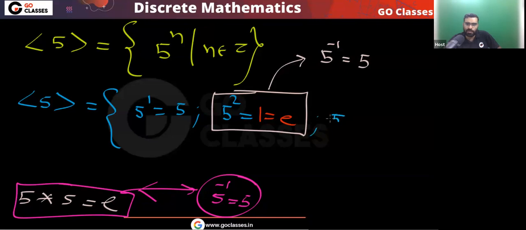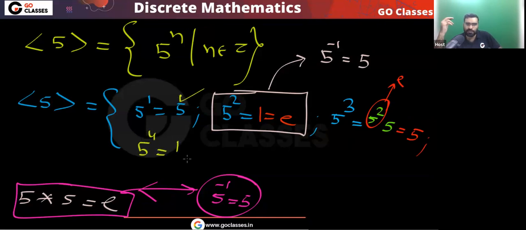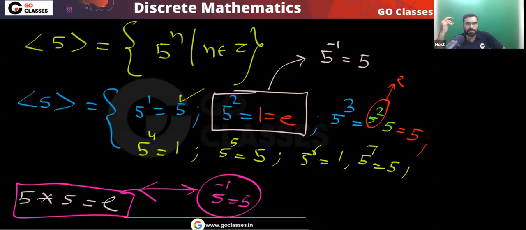Now you tell me, what is 5 power 3? Remember, 5 power 3 means 5 power 2 times 5, and 5 power 2 is already the identity element. So ultimately you will get 5, which you already have. Next, 5 power 4 will be the identity element. 5 power 5 will be 5. 5 power 6 will be the identity element. 5 power 7 will be 5, and so on, right?